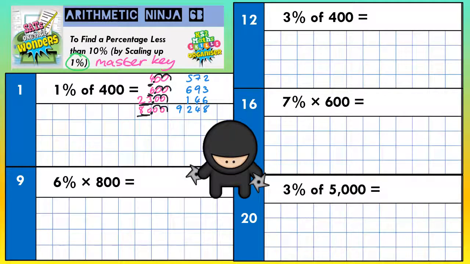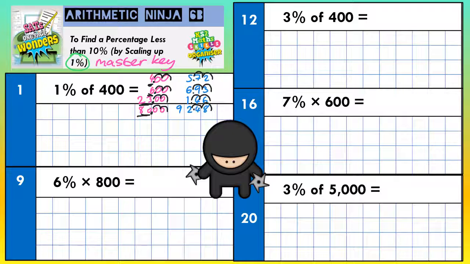However, if there's no zeros there, you can still use the moving the decimal point in. So 1% of 572, move your point in, is 5.72. 1% of 693, move your point in 2 places, 1, 2, 6.93. 1% of 146 is 1.46. 1% of 9,248, move your point 2 places in, 1, 2, 92.48. And using that approach, we can work out these questions.